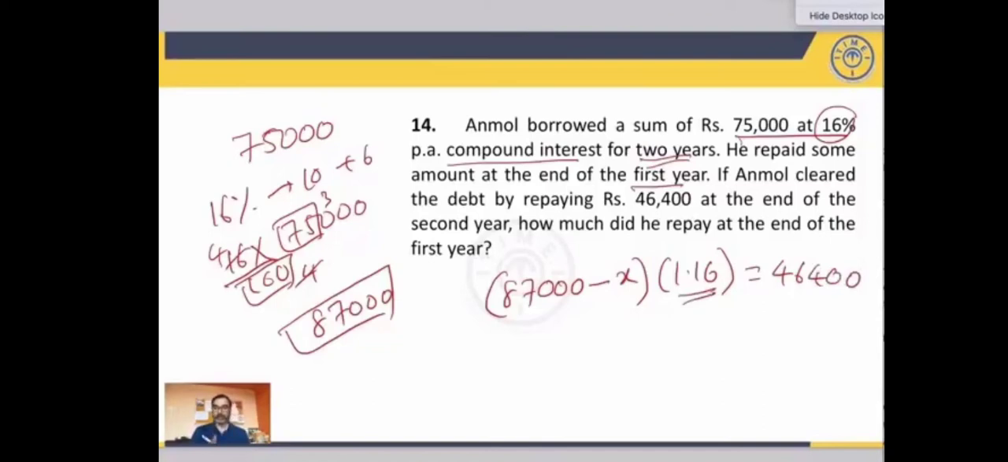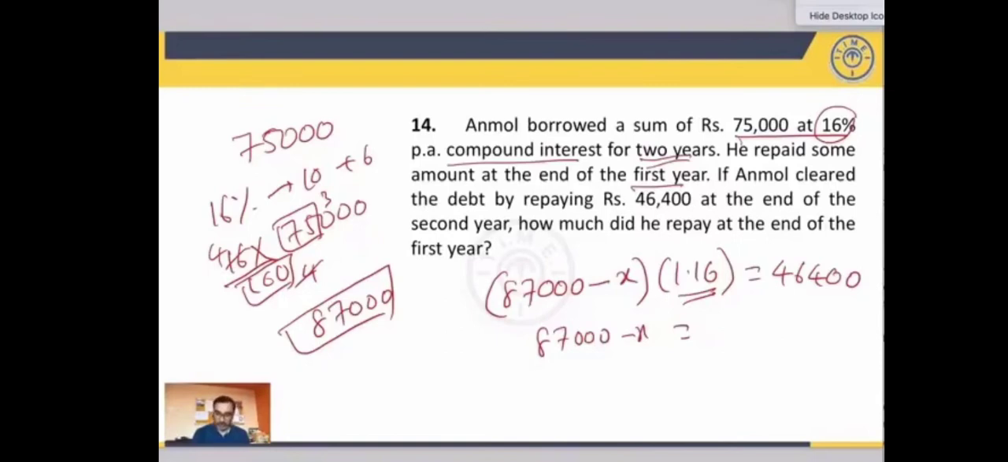How did we get 1.16? If the principal is 1 rupee, 16% is nothing but 16 by 100, that is 0.16. So 1 plus 0.16 is 1.16. If you take 1 rupee, it will become 1.16. If you take 100 rupees, it will become 100 into 1.16, that is 116. Similarly, 87,000 minus X will become (87,000 minus X) into 1.16. So if you simplify this, 87,000 minus X is equal to 46,400 divided by 1.16.